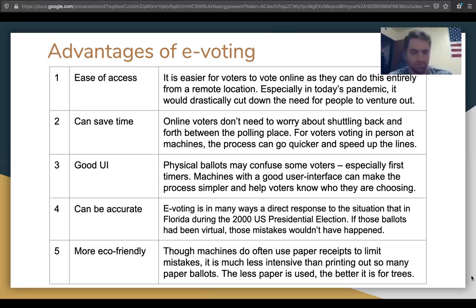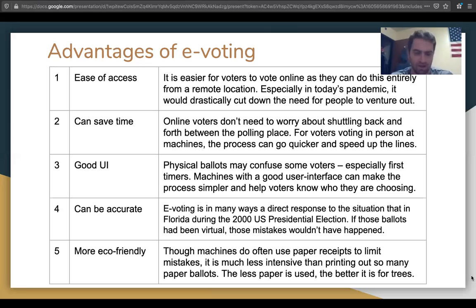All right. The last two advantages can be accurate. And e-voting is in many ways a direct response to the situation that happened in Florida during the Al Gore George Bush election. If these ballots had been virtual, these mistakes wouldn't have happened. There would have been no missteps with the paper, no ballots missing or recounts. It would have been all online in one place immediately, no chance of mistakes.